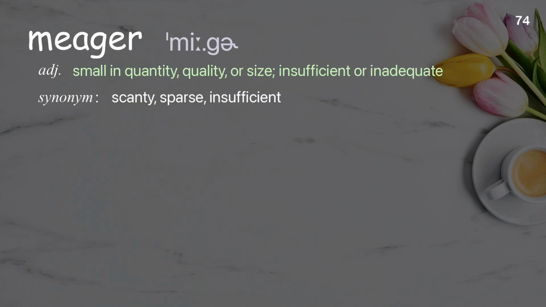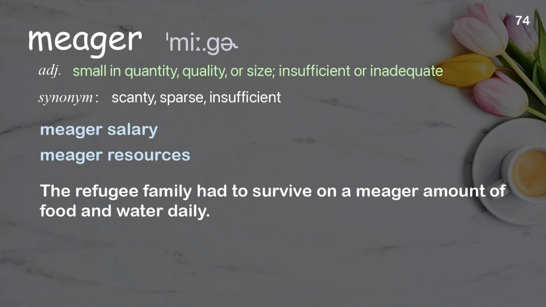Meager. Small in quantity, quality, or size, insufficient or inadequate. Examples: meager salary. Meager resources. The refugee family had to survive on a meager amount of food and water daily.